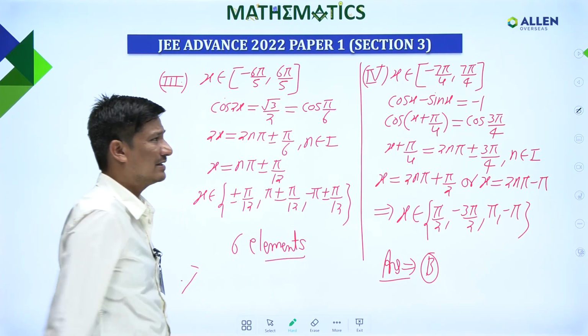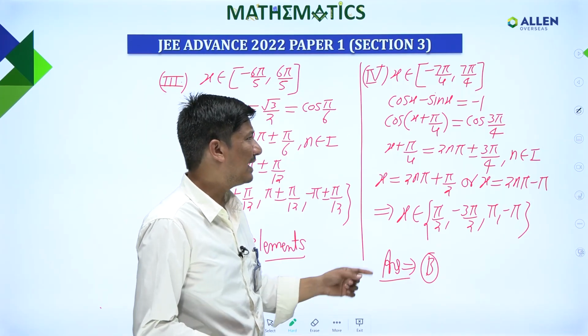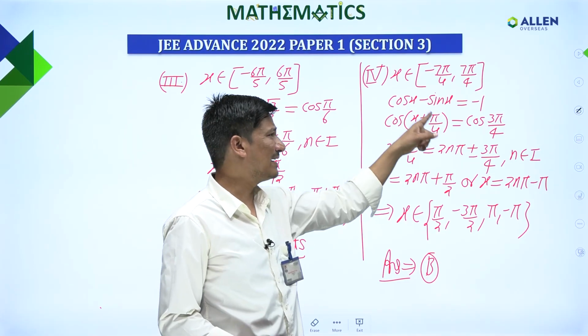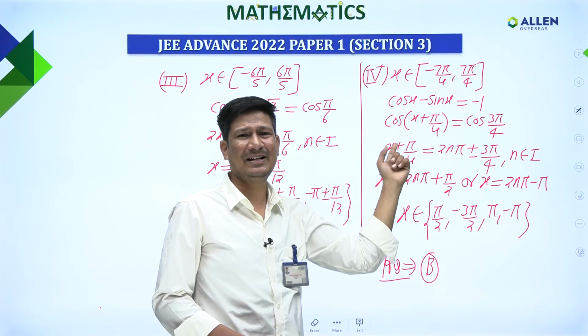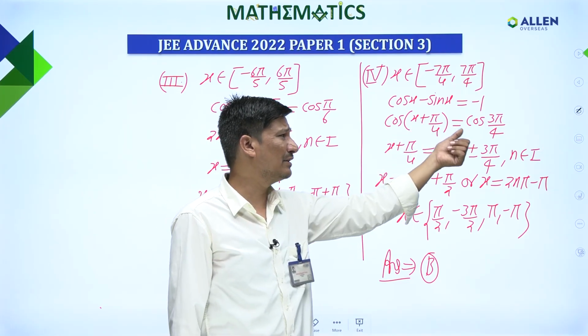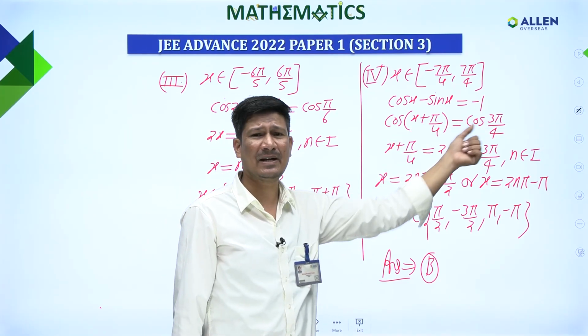Now come to the last part. Yes, bachcho. When x belongs to minus 7 pi by 4 to 7 pi by 4, the equation is cos x minus sin x is equal to minus 1. Again, multiply by 1 by root 2 on both sides, bachcho. Write it as cos(x plus pi by 4) is equal to minus 1 by root 2, which is cos 3 pi by 4.